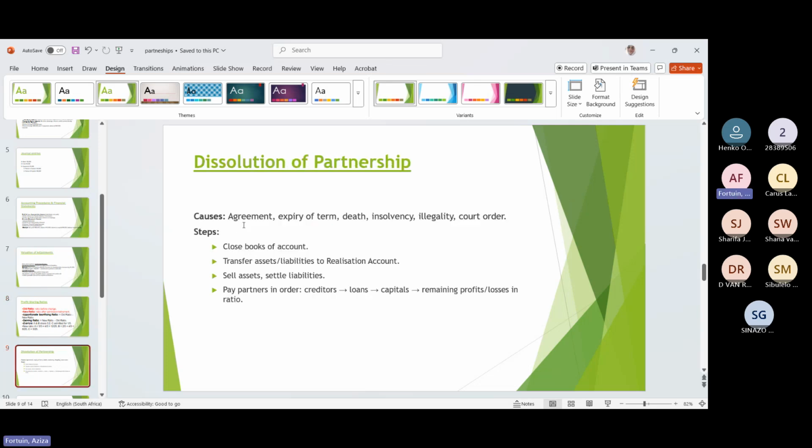Dissolution: there's an agreement, expiry of term, death, insolvency, court order. Steps: you close the books, you transfer assets to the realization account, you sell the assets, you settle the liabilities, you pay partners in order of creditors, loans, capital, remaining profits or losses.